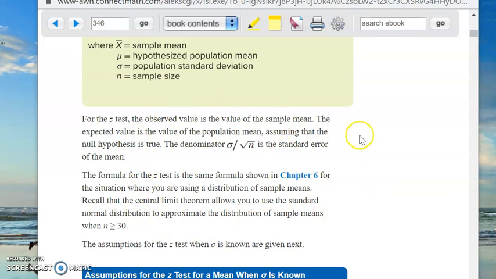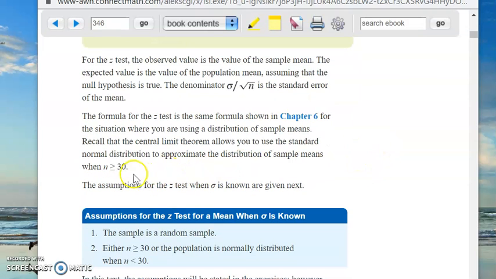So here he's kind of explaining where this comes from. And what he's basically saying is that it's the central limit theorem. The central limit theorem says that you can use the standard normal distribution to approximate the distribution of the sample means. So all of these x bars, out of all of the bazillions of possible ways that you could take 100 kids out of the population, those x bars can be considered a random variable.